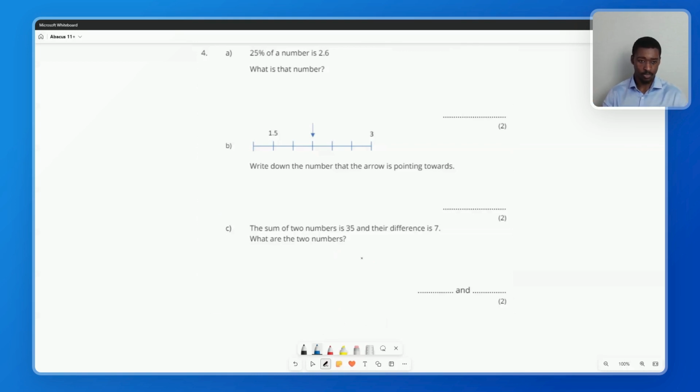Okay, so for this question, we're told 25% of a number is 2.6. What is that number? So here, let's just use our basic understanding of percentages and just use a bit of ratio knowledge. So 25% is 2.6. So here we have percentage, and then we have number.